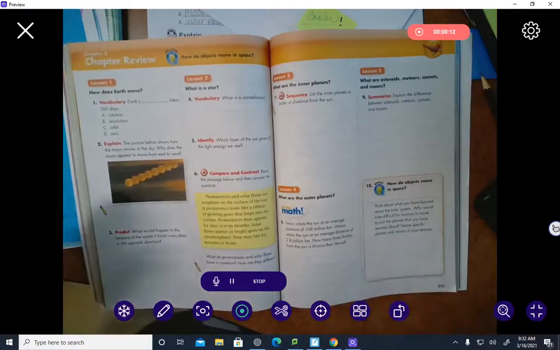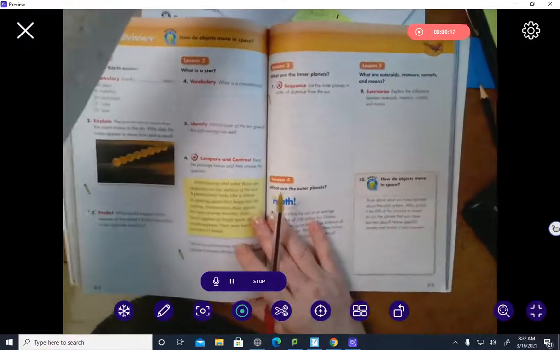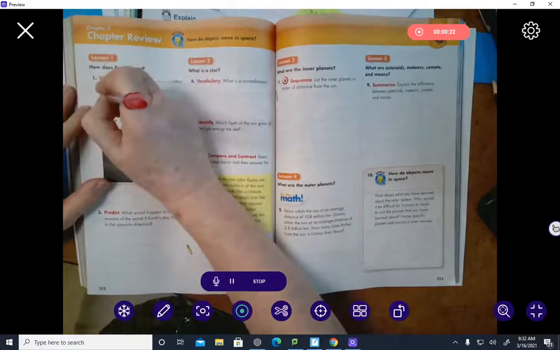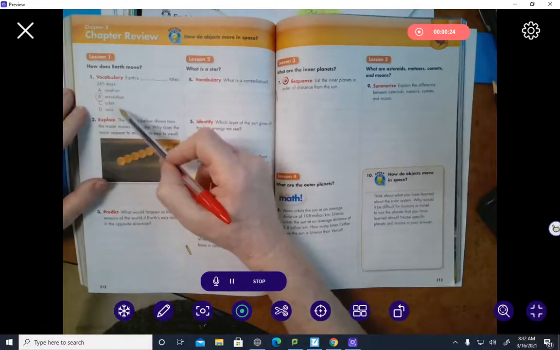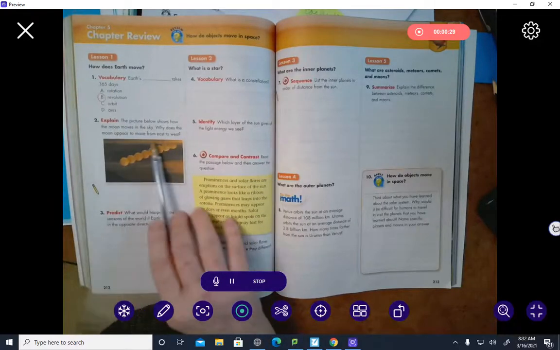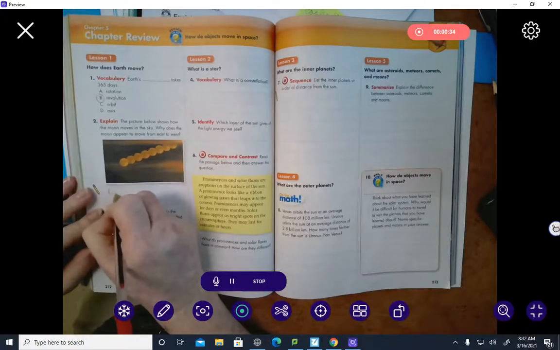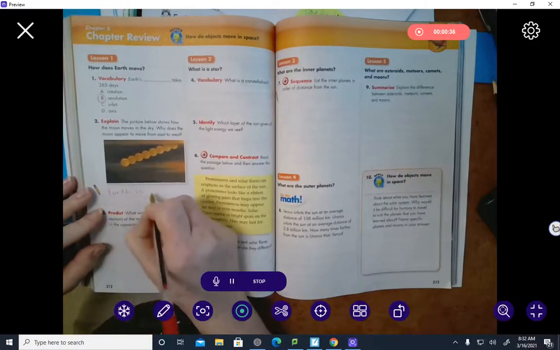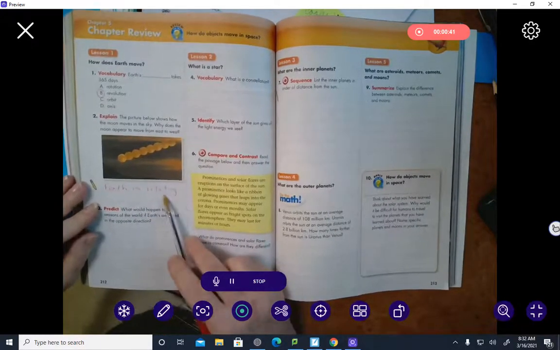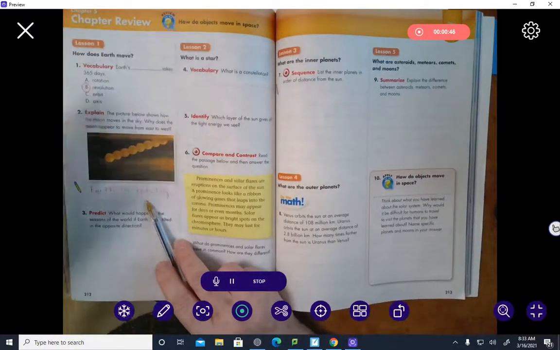All right, so the correct answers for your review pages are as follows. Number one, the Earth's revolution, make sure you don't confuse those two, takes 365 days. Why does the moon appear to move from the east to the west? Because Earth is rotating. On the test, if you just say moving, I'm not going to give credit for that. You must use science terms.